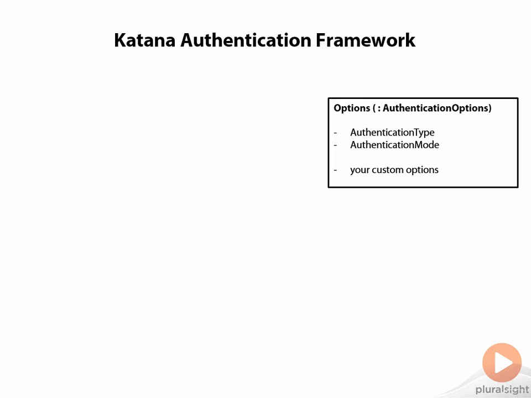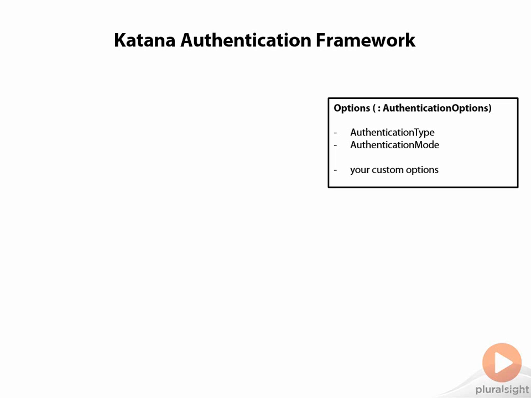Now I want to do a little diversion and use basic authentication to actually show you how Katana authentication middleware works. Because basic authentication is fairly simple to implement, we can do that here, and it shows the bits and pieces of the Katana authentication framework. So step number one, whenever you want to implement a custom authentication mechanism, you write a so-called options class.